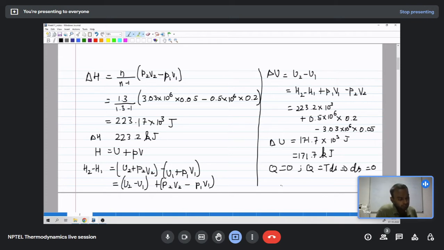And writing the first law expression, we had Q is equal to change in internal energy plus work done. So here Q is 0. That means work done is equal to minus delta U, and that is minus 171.7 kilojoules.